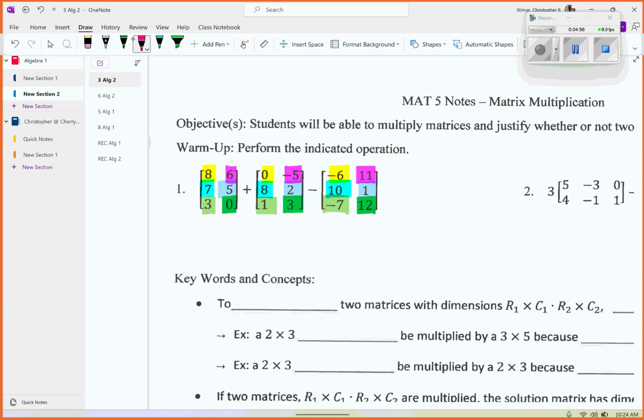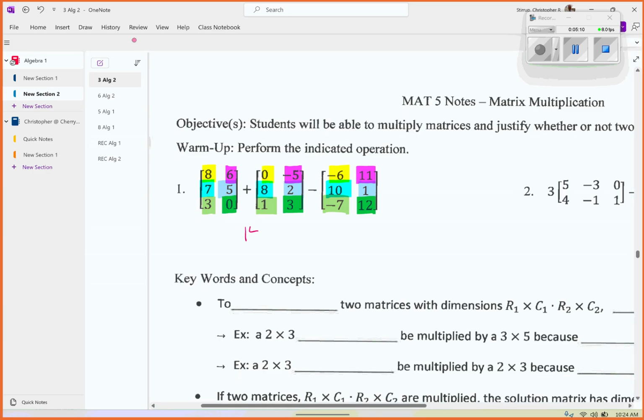If I go 8 plus 0, I'm looking at only the yellows. Agree? 8 plus 0 is 8. 8 minus 6 is? It's plus 6, so 8 plus 6 is 14. Okay? All right, let's look at the pinks. 6 minus 5. 1. 1 minus 11. Negative 10.